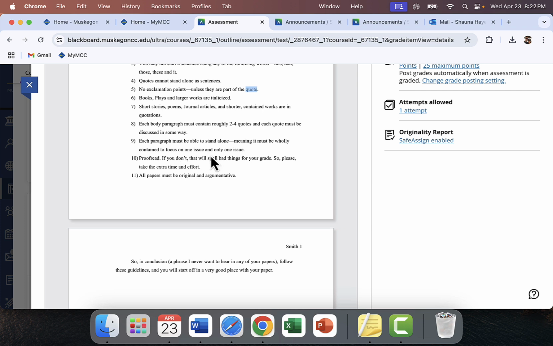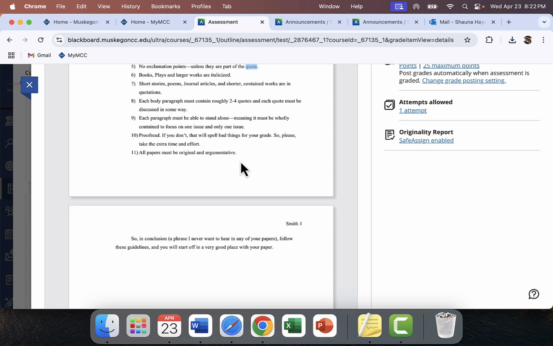Each paragraph should be able to stand alone, so you will use topic sentences, and those are like mini thesis statements, and then everything in that paragraph should support that topic thesis statement. So essentially, you could pull it out of your essay, and it would read kind of like a little mini essay. So think about that as you're writing.